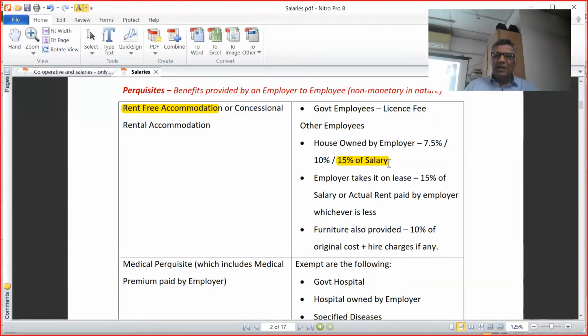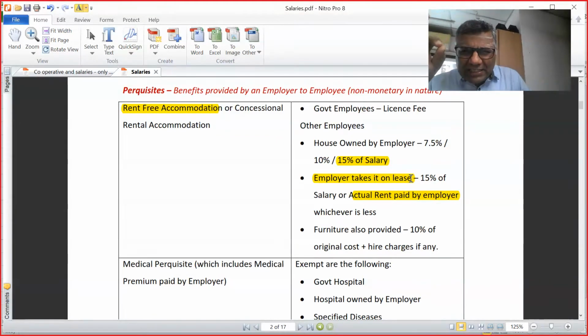As perquisite, if the employer does not own it, he himself gets it on rent and gives it to the employee: 15% of salary or actual rent paid by the employer, whichever is less. If furniture is also provided, 10% of cost of furniture. Employer takes the accommodation on lease and provides it to the employee. What is the perquisite value? 15% of salary or actual rent paid by the employer, whichever is less.